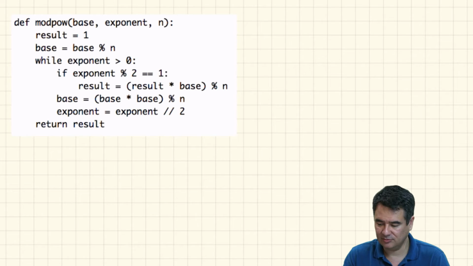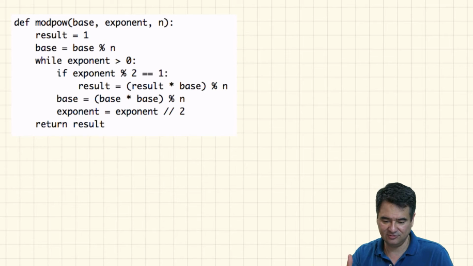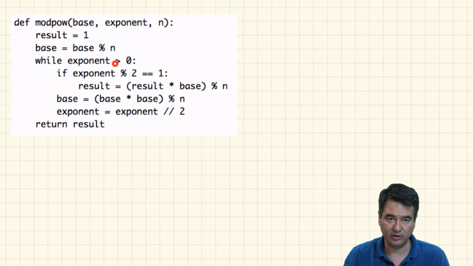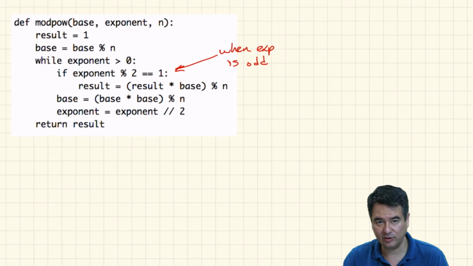Now we're going to run a loop, as long as the exponent is greater than 0. The loop takes the exponent, which started out at 200, and keeps decreasing it until it gets down to 0. The loop is done when we run out of exponent to work with. Then the next line says if the exponent is odd, in other words, if we divide by 2 and get a remainder of 1, then we do this thing here. Let me draw a little line here: when the exponent is odd.